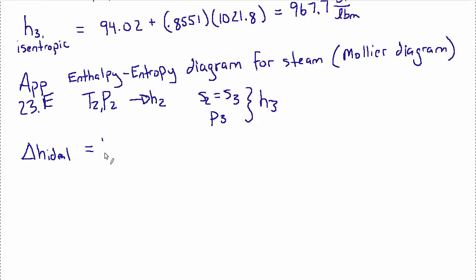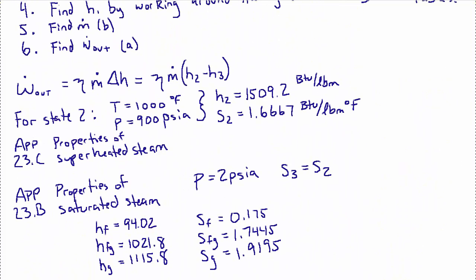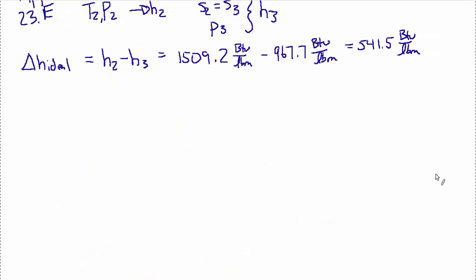It would be the difference between H2 and H3, which is 1509.2 BTU per pound mass minus 967.7 BTU per pound mass, and that equals 541.5 BTU per pound mass. And that gives us part of what we need for this equation up here. It gives us H2 minus H3, and again we have the efficiency, but we still don't have m dot. So now we have to look at the waste heat boiler.